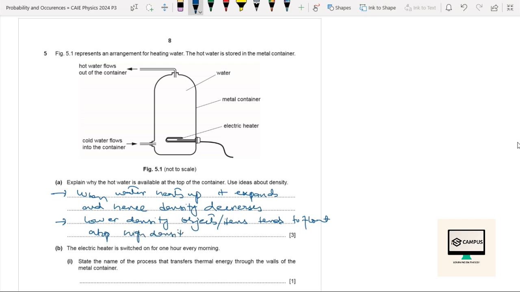We've seen that countless times. And also, this is the process of convection. This is convection, right? So I think that's enough.